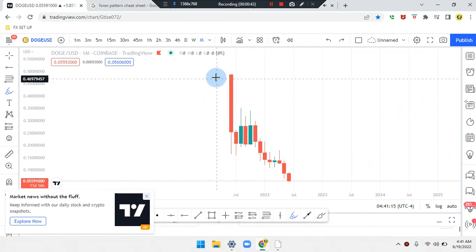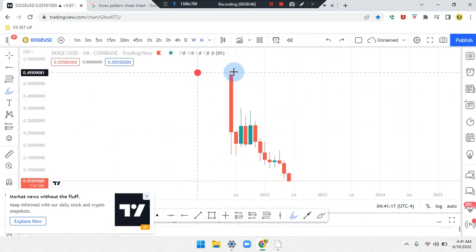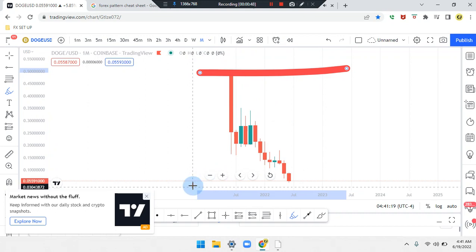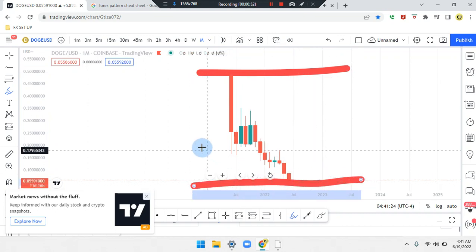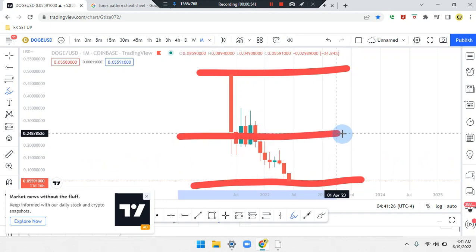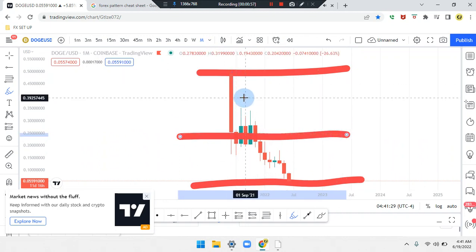So let's break down the charts. Price action: overall market higher highs. Price action: overall lower lows. Where price is currently at, we'll have that midpoint in the middle. So let's read the market, see what happened.